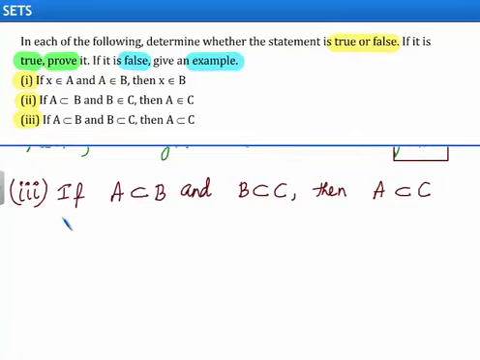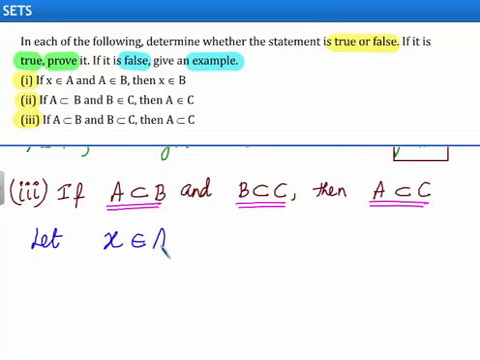The third statement given to us is, if A is a subset of B and B is a subset of C, then A is a subset of C. Let us assume that the element x belongs to the set A. So this implies x belongs to the set B, since A is a subset of B.